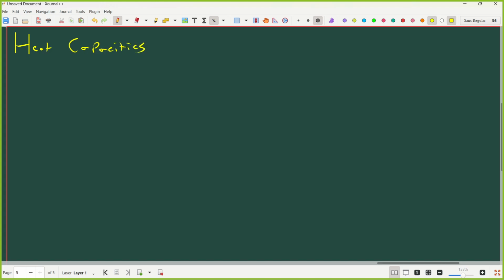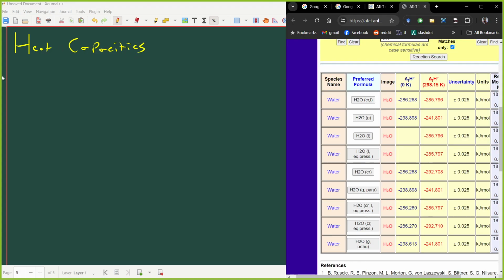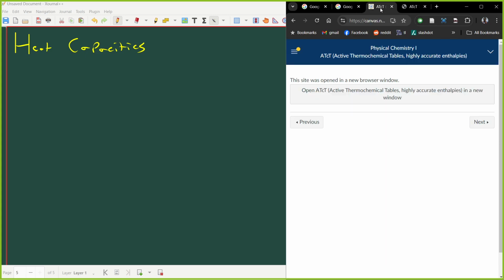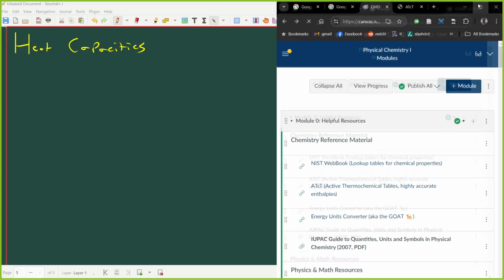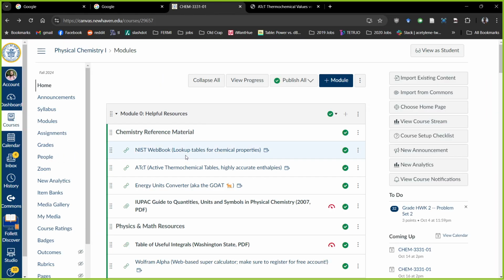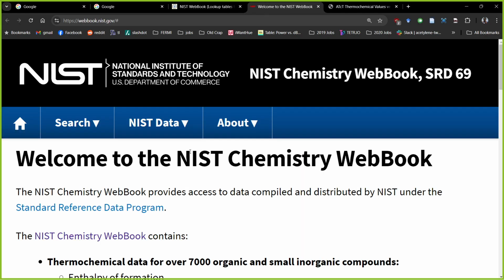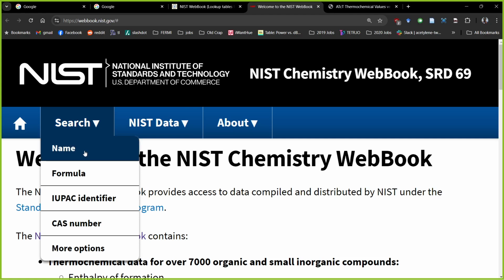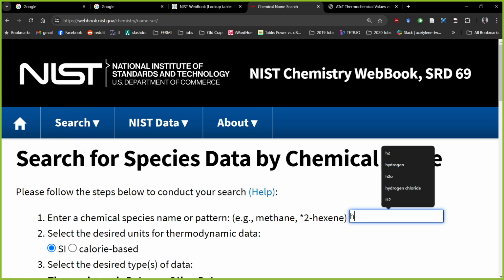And this brings me to my other resource on Canvas, which is the NIST webbook. Anyone ever used this website before? No one's ever used this before? This is an amazing website. So let's look up a molecule. Let's look up H2O on this.